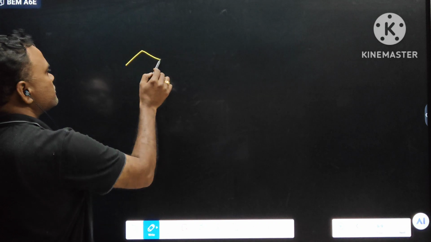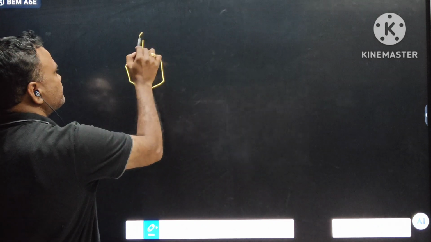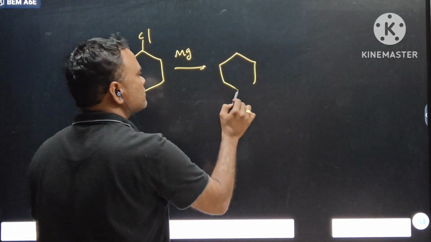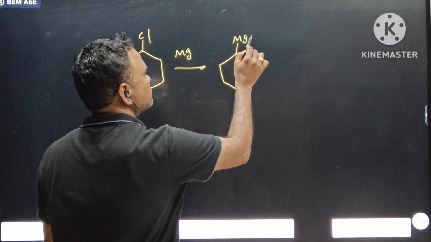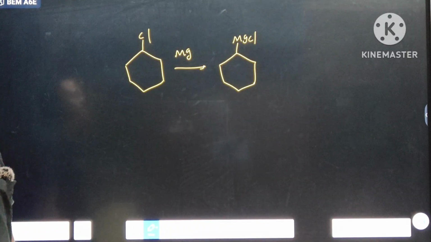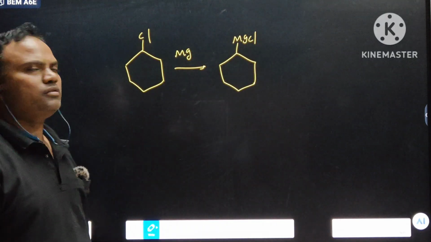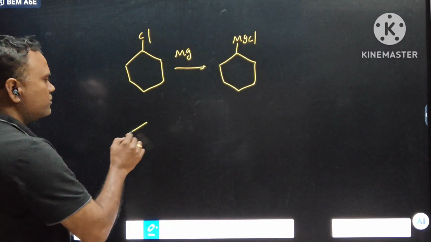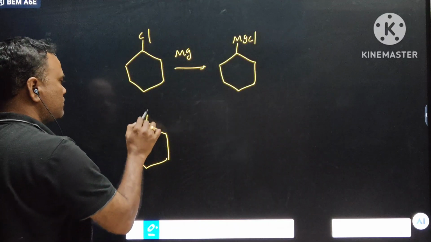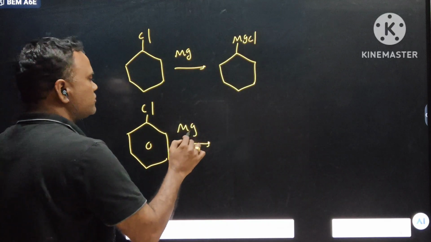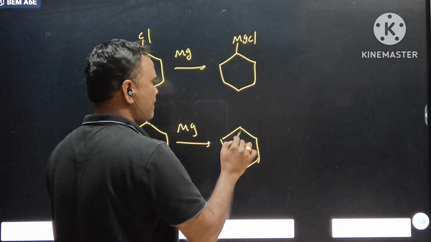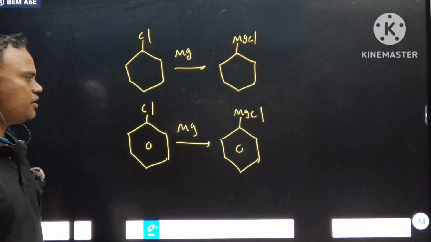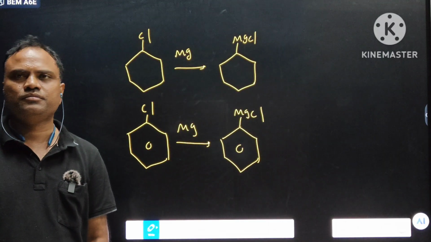Note down some other examples. How to write Grignard reagent here? Just write like that. Metal will come in the middle, halogen at the end, and the R group at the other end. Magnesium in the middle. Similarly, chlorobenzene, or you can take bromobenzene also. Phenyl magnesium bromide. Phenyl magnesium chloride, sir. Are you getting, all of you?